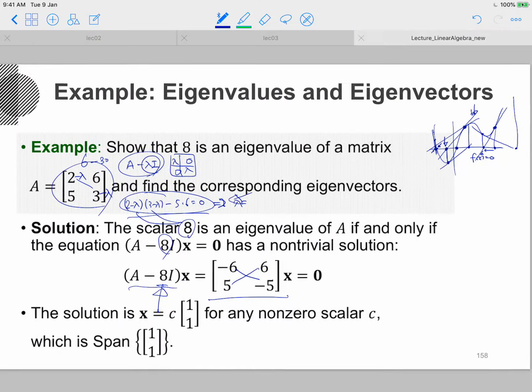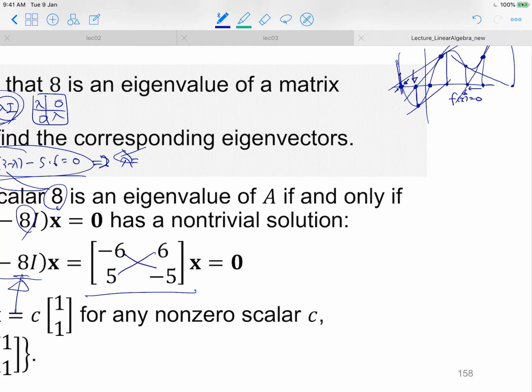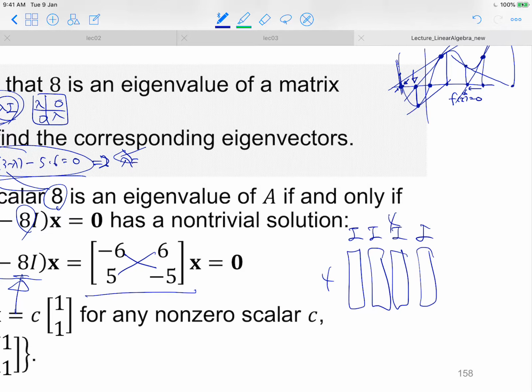Suppose we have maybe 4 columns in 4-dimensional space, and they are independent. That corresponds to the invertible case. But if we find that the third column is represented as a linear combination of the previous two, then we have no inverse matrix of this, right?